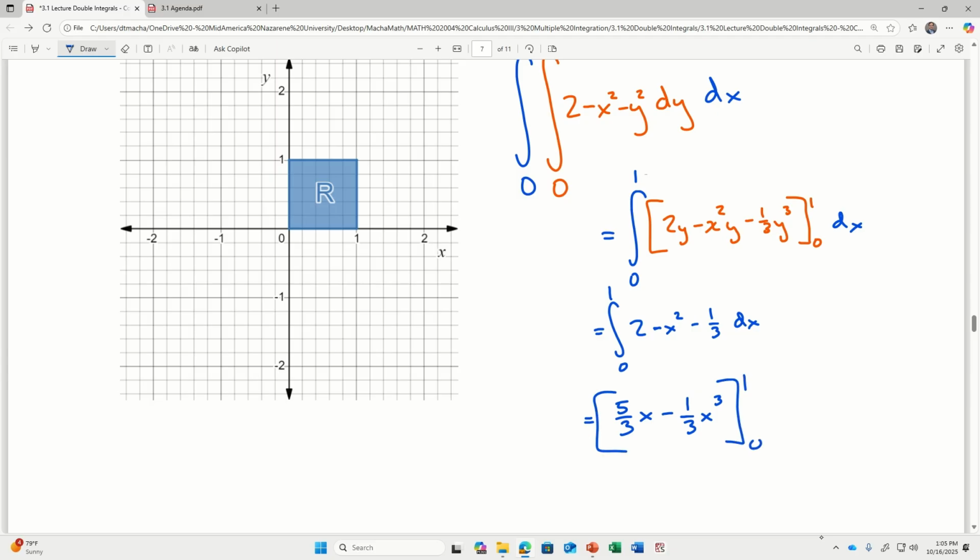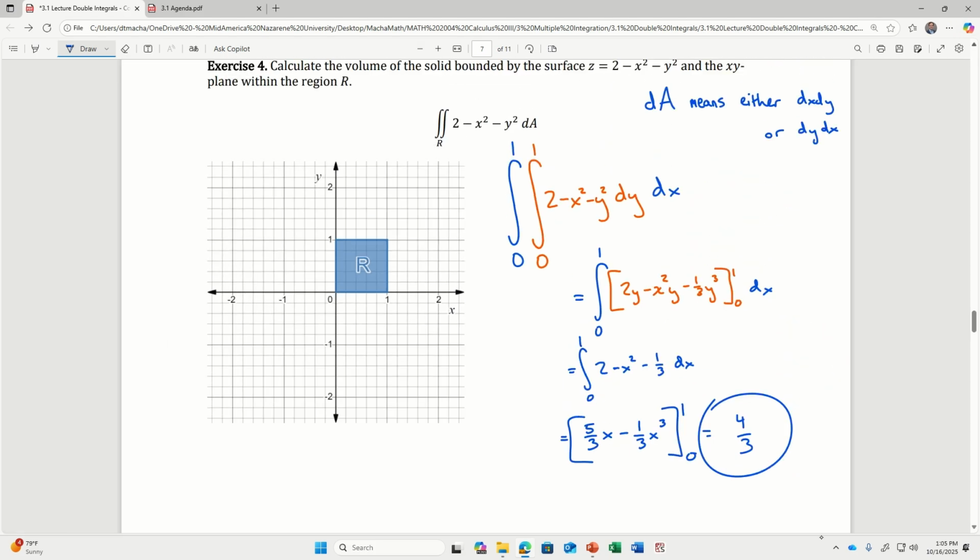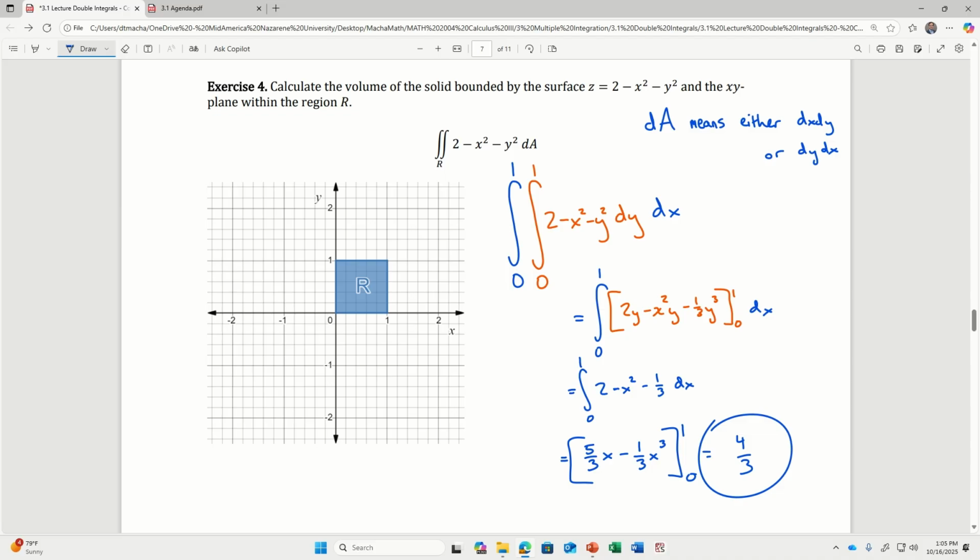Plug in the 1, plug in the 0. Of course, the 0 doesn't matter, and we get 5/3 minus 1/3, which is 4/3. That's the volume of this weird shaped solid. It has a rounded paraboloid top and a square base.